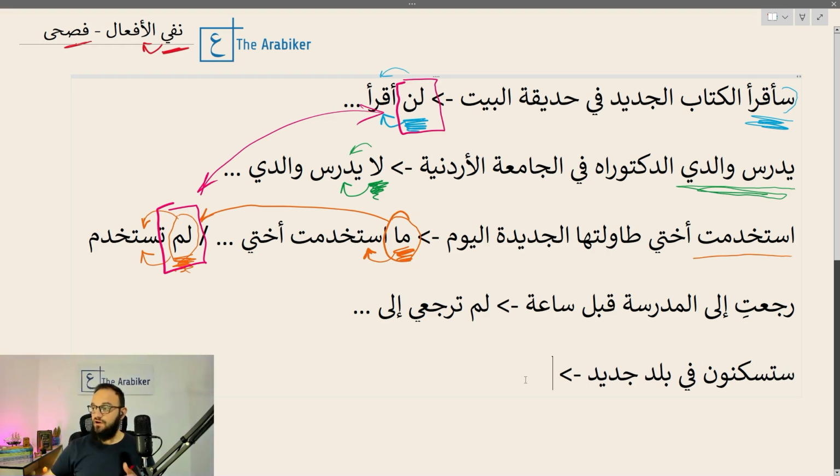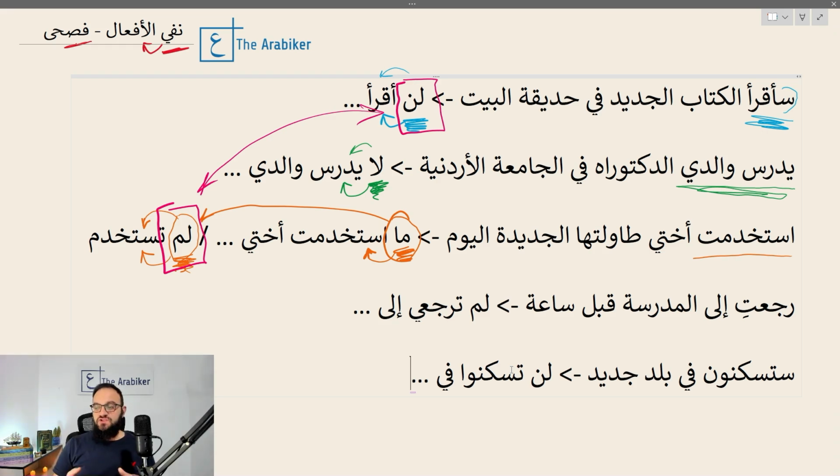I want to negate that. Obviously, it's a future sentence, so I will use لن. لن تسكنون, but no, I need to drop this noon and we will just put this silent alif for historical calligraphical reasons. لن تسكنوا في بلد جديد, which means you will not live in a new country. This is an obvious ending change that you need to consider even if you are learning for communication purposes and you are not focusing on case endings.